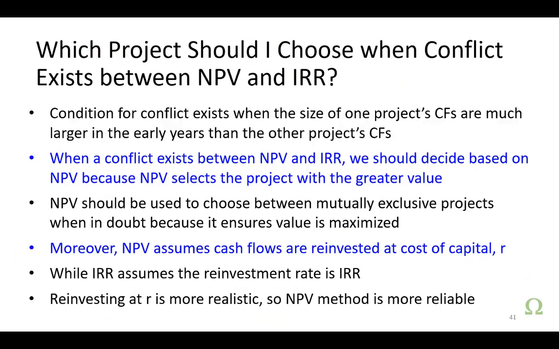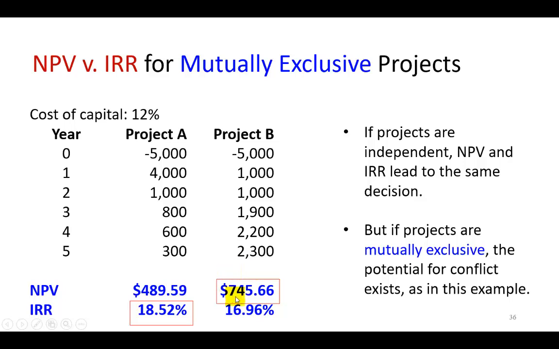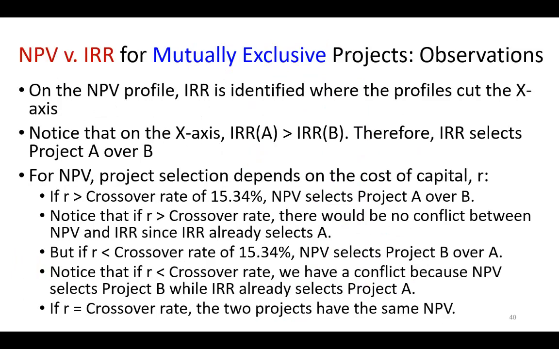Well, the simple answer really is, when a conflict exists between NPV and IRR, we should decide based on the NPV. Why? Because the NPV selects the project with the greater value. Simply stated, that project will add more to the value of the firm than the other project. So if I go back here again, you will see that if these are in millions, then by selecting B, you're going to be selecting a project that will add about 745 and change million dollars to the firm, while A would add only 489 million. So that's a no-brainer. We're not confused by the fact that this rate of return is greater than this rate of return. In keeping with the value maximizing goal of the firm, we definitely want to choose a project that will reinforce the value maximizing principle that guides all financial decisions.